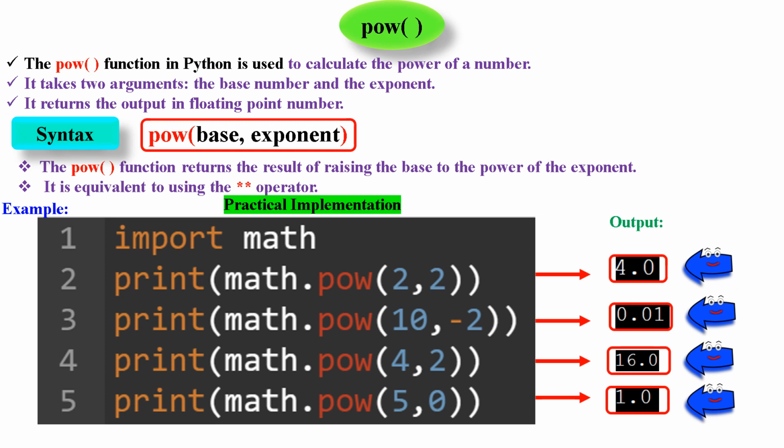In line 4, this statement calculates 4 raised to the power of 2, resulting in 16.0, and is printed to the console. In line 5, this statement calculates 5 raised to the power of 0. Any number raised to the power of 0 is always 1. Therefore, the result of this expression is 1, which is printed to the console.